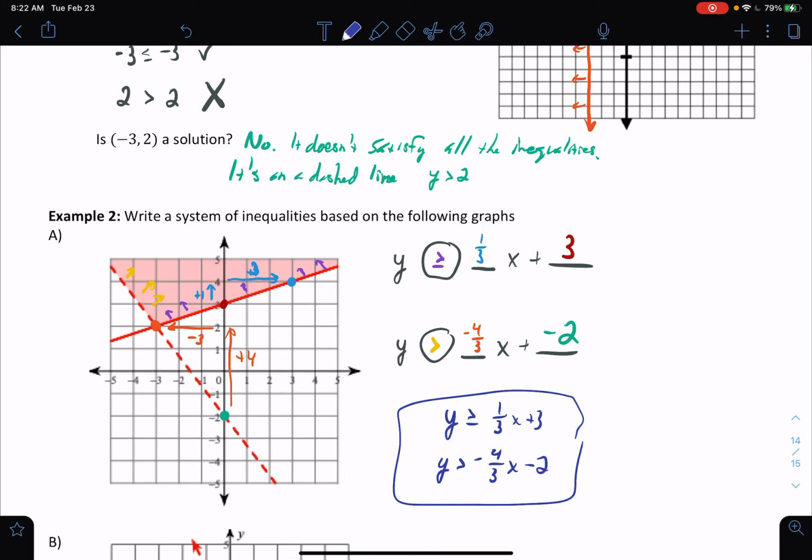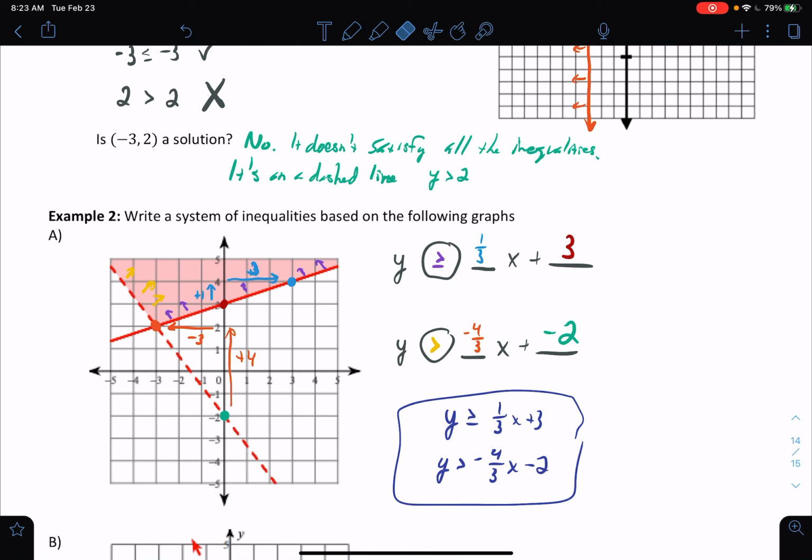Both are shading above, so both are versions of greater than. I got one solid line, so that's why we have a greater than or equal to. So just fill out that template. Find all those parts: the inequality symbol, your slope, and your y-intercept.